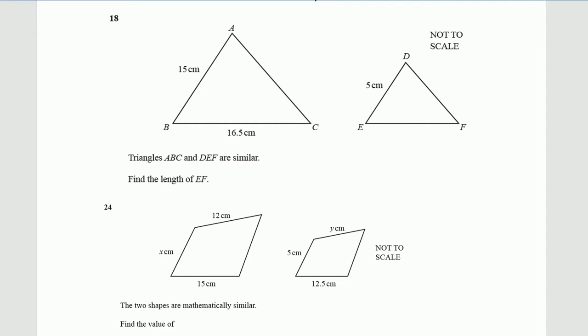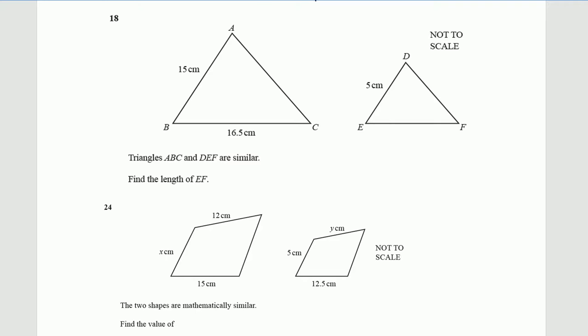Similarity. If two shapes are similar, that means they are connected by a scale factor. And if I can divide two lengths which correspond to each other on the two shapes, I can find that scale factor. I can then multiply or divide by it to find measurements on the other shape. So I'm going to show this approach with the first question.